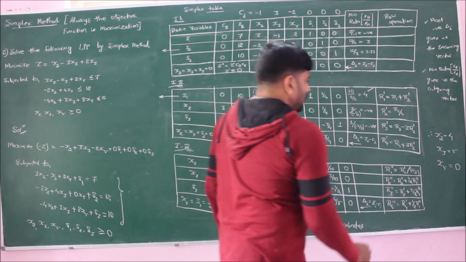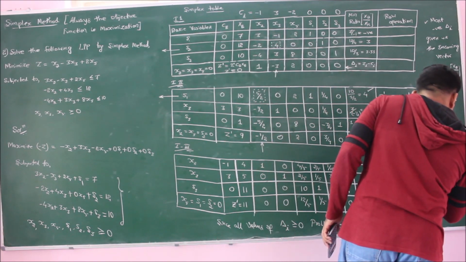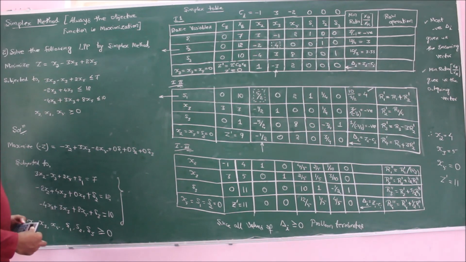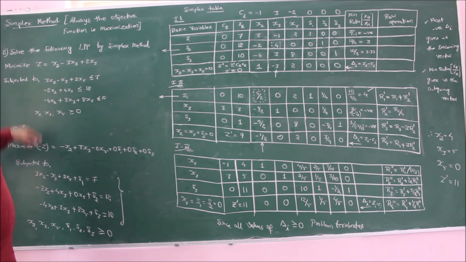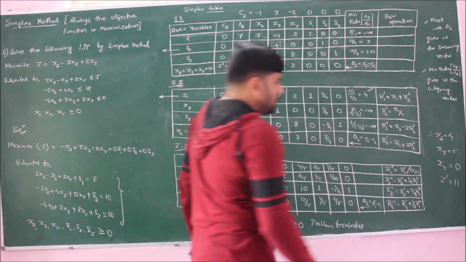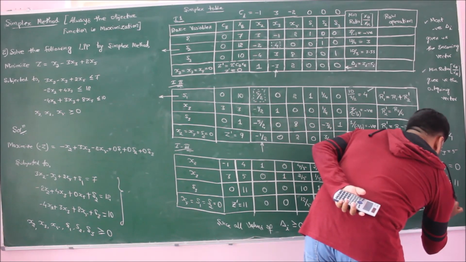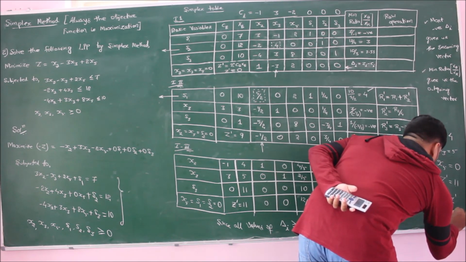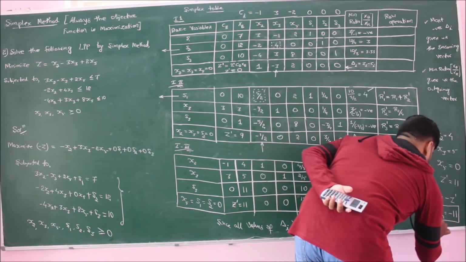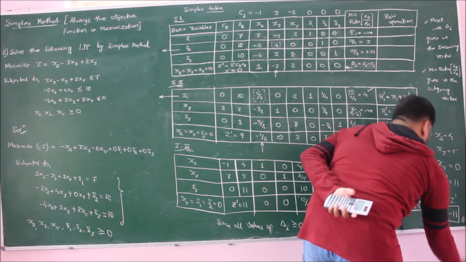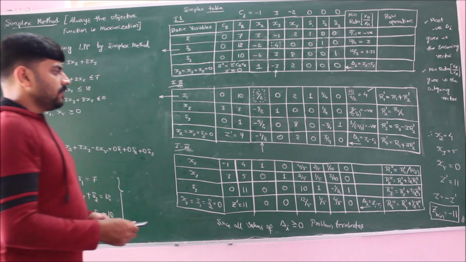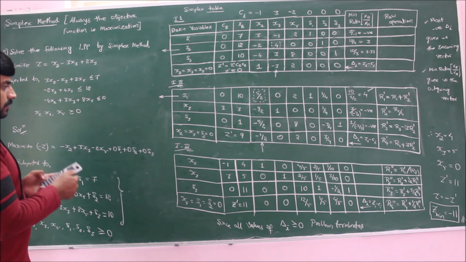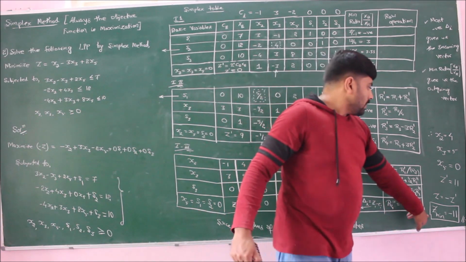And finally we got the value of z dash as 11, but we want the value of z. So we know that z dash is equal to minus z. Therefore z is equal to minus of z dash. So the answer is z minimum is equal to minus 11. If I substitute 4 and 5 in this equation also, I will get the same answer, that is 4 minus 15, which is equal to minus 11. So the answer is minus 11.